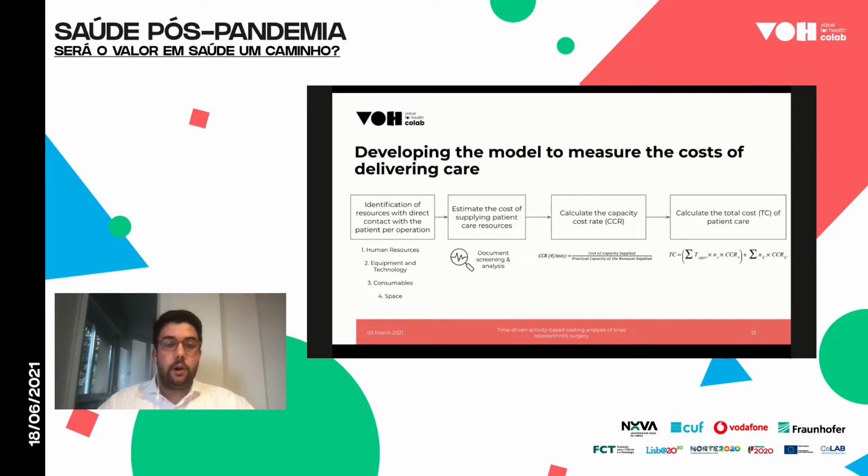First of all, it's very important to mention that we are only considering those resources with direct contact with patients, and then we compute the capacity cost rate. And let me tell you, it's much more difficult than what I expected before. And then we compute the total cost of the patient pathway.